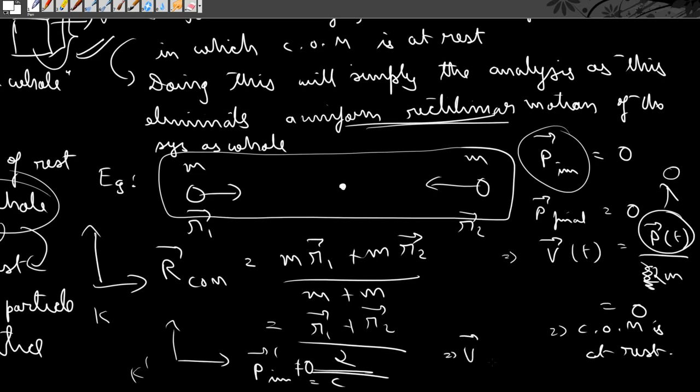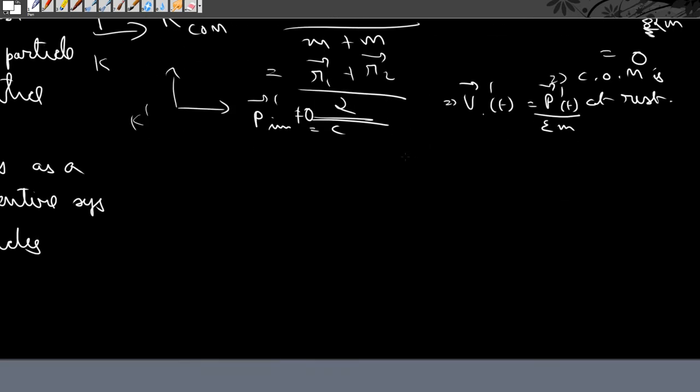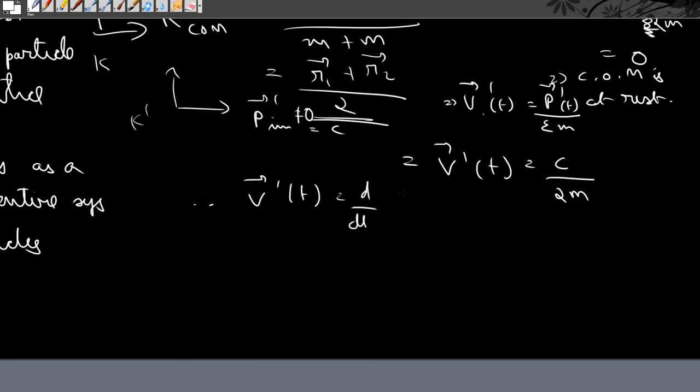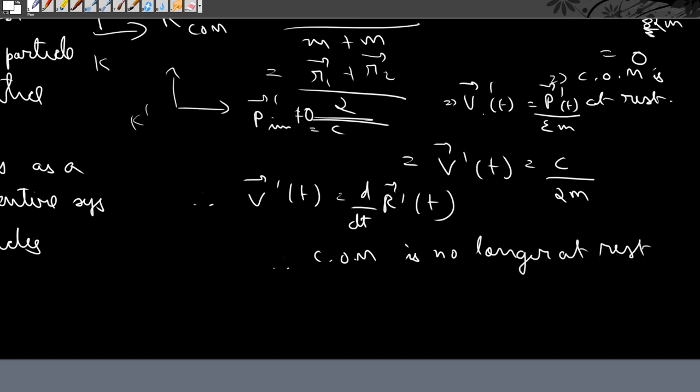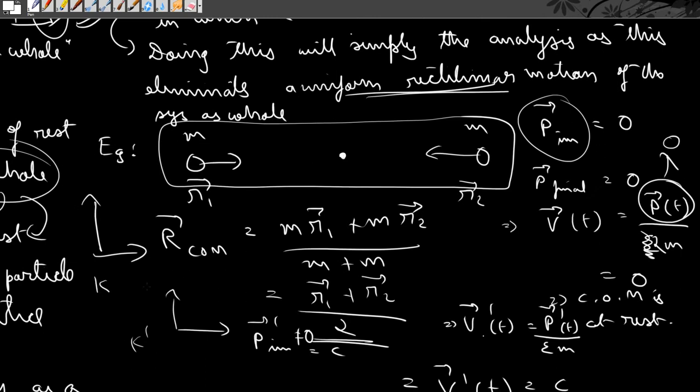Then this would mean that v dash of t would be p dash of t by summation over m, which would imply v dash of t is equal to some constant c by 2m. Therefore, v dash of t is d by dt r dash of t, and therefore the center of mass is no longer at rest.